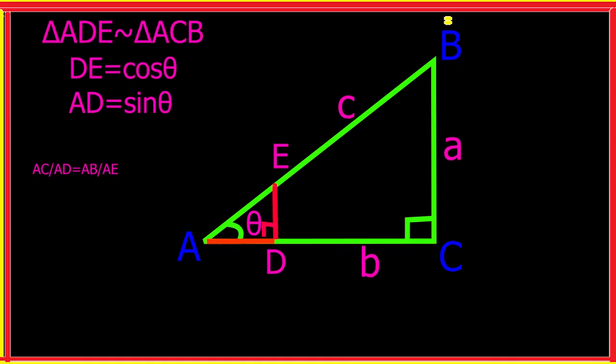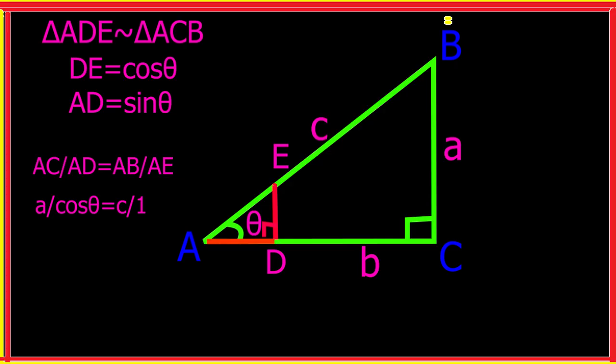Similarly, for the other corresponding side ratio, AC over AD is equal to AB over AE. Let us substitute their values. AC means B, AD means cos theta from the definition over the unit circle, AB is the side C, and AE is 1, the radius of the unit circle. So when we rearrange, we get cos theta is equal to B over C.